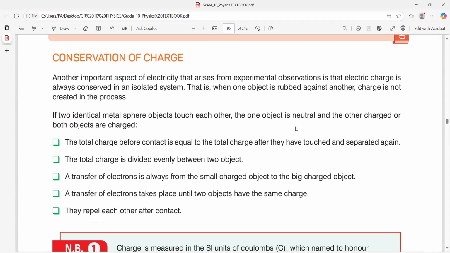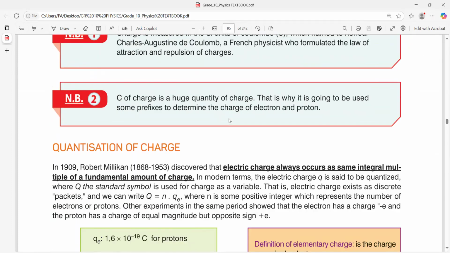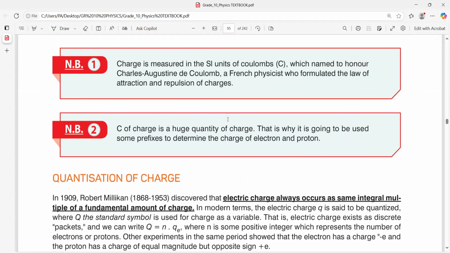Conservation of charge: total charge never changes in a closed system. Let's say electric charge is always conserved in an isolated system. You can say total charge, they touch and separate from each other, and then you will see the final total charge never changes, total charge is always the same. All right, unit of charge is the coulomb. Last lesson we also did that.